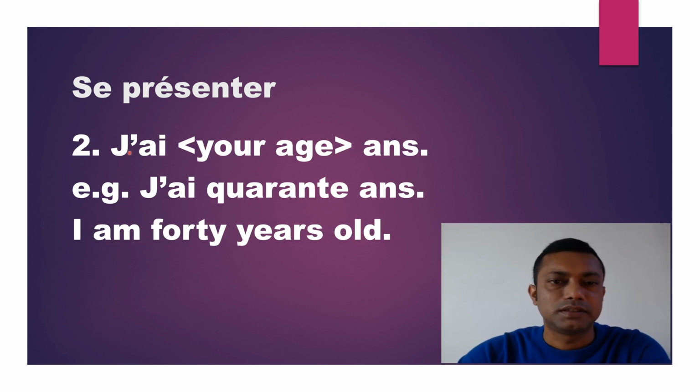2. J'ai, and you will tell your age. For example, J'ai 40 ans. Here you need the number. For that I have a video on number system in French. So you can check that video for the French numbers. So J'ai 40 ans, which means I am 40 years old.